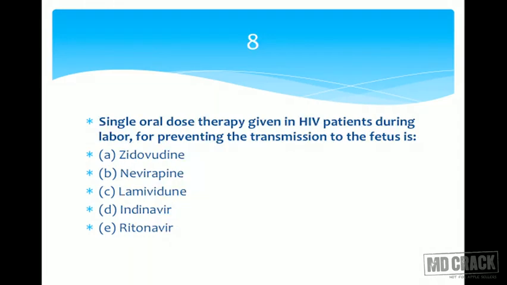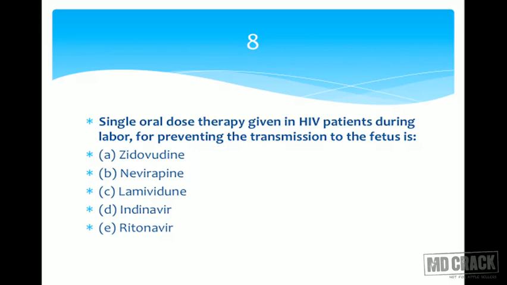That's question number 8. Single oral dose therapy given in HIV patients during labor for preventing the transmission to the fetus. We have to give it during the labor to the mother, and it should prevent the transmission to the fetus. The question is, which drug is given as single oral dose therapy to this woman? Look at the options: zidovudine, nevirapine, lamivudine, indinavir, and ritonavir.